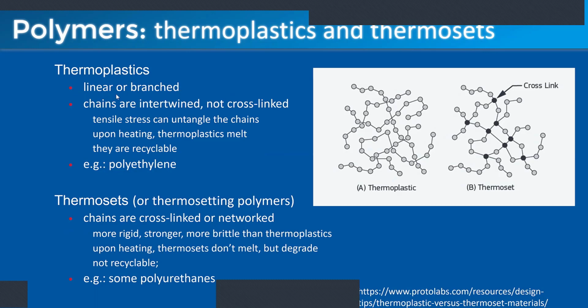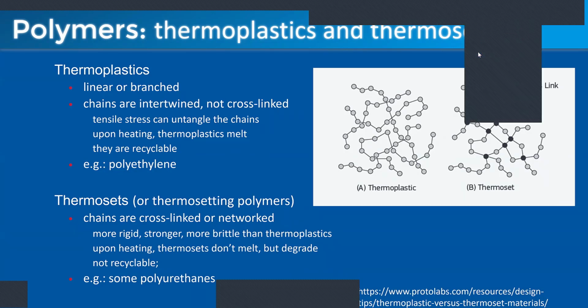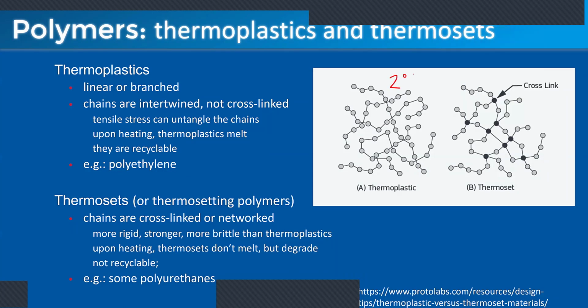Thermoplastics can be linear or branched polymer molecules, and the chains tangle together, but they're not bonded together with primary bonds. While you can have secondary bonds in a thermoplastic material, these chains are just tangled, like ropes or like spaghetti strands. They're not bonded or associated to one another. So if we were to apply a tensile stress to this thermoplastic, these chains would be able to slide past one another if we apply enough force.